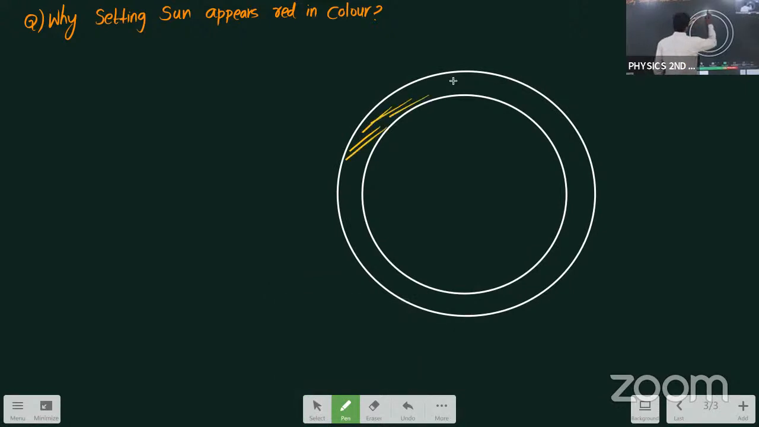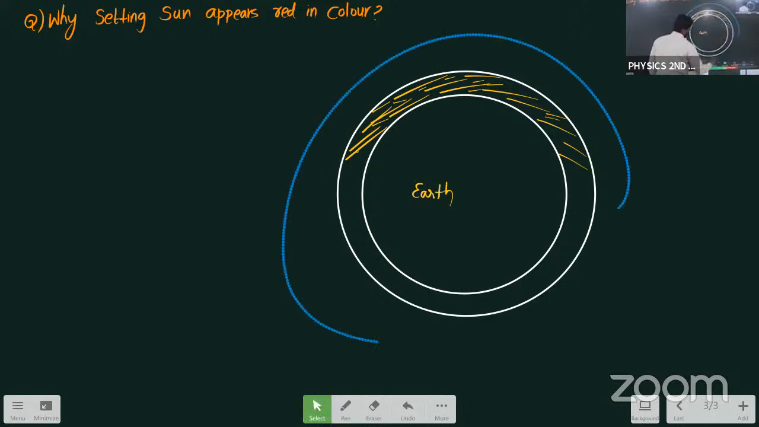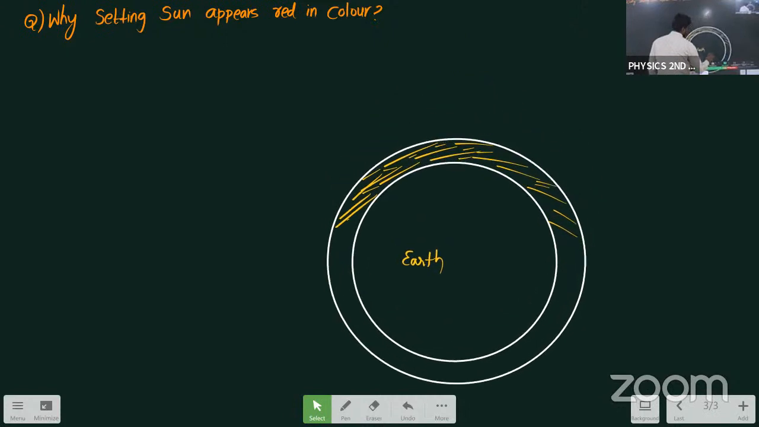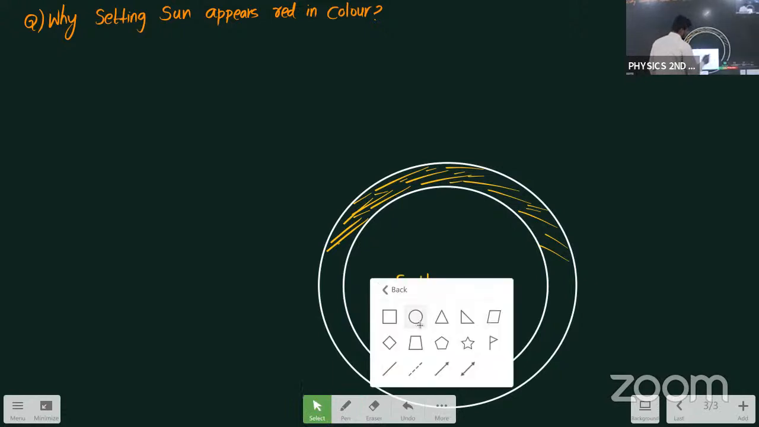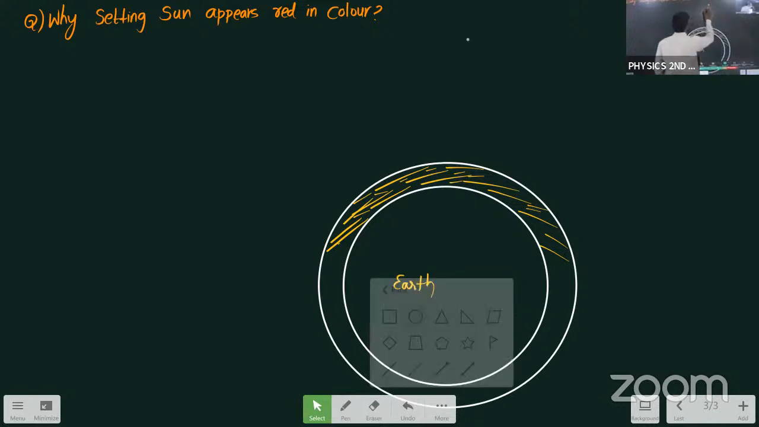We know different types of layers are there: stratosphere, mesosphere, ionosphere. These are atmospheric layers. There will be a large amount of dust particles and ions in them. This is our Earth. Okay. Now let us assume our sun is present here.